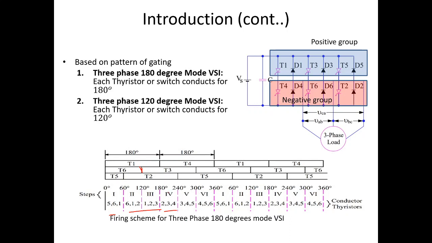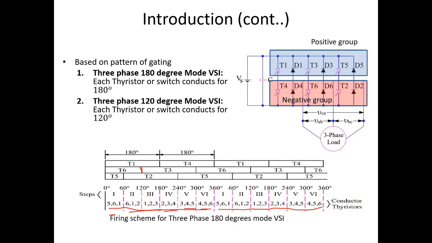In step number 4, switch 1 is turned off and switch 4 is turned on, so 2, 3 and 4 are conducting. Step number 5: 3, 4, 5. Step number 6: 4, 5, 6 are conducting respectively. So this is one complete cycle. After completion of one cycle, again in the same sequence we need to apply gating pulses to the switches.